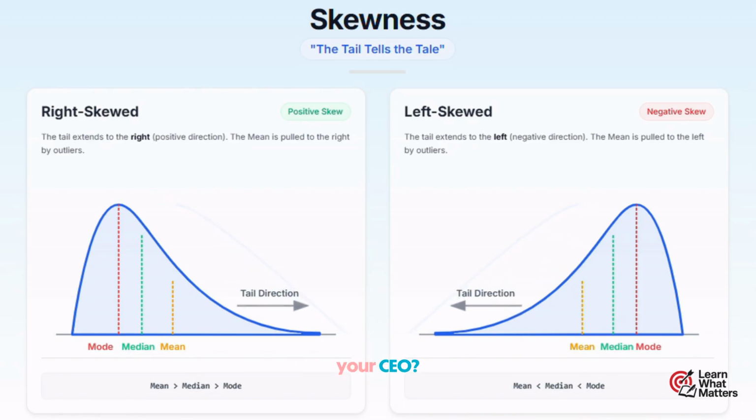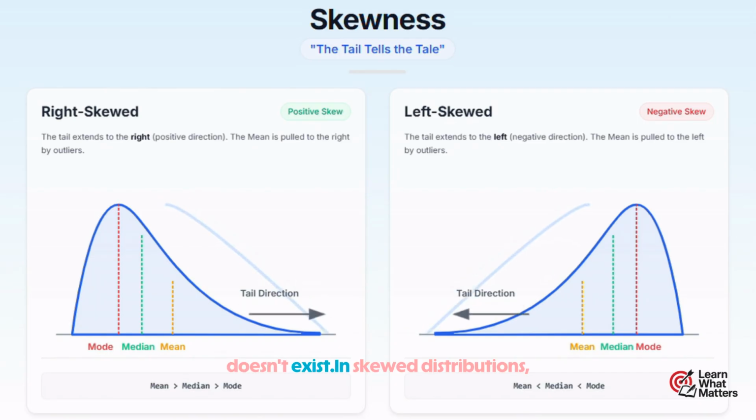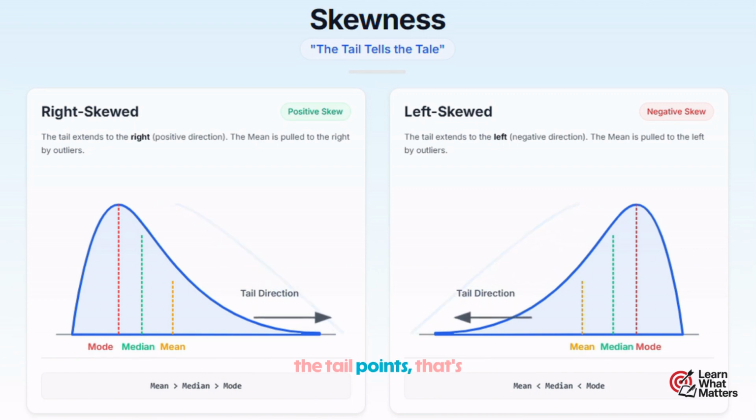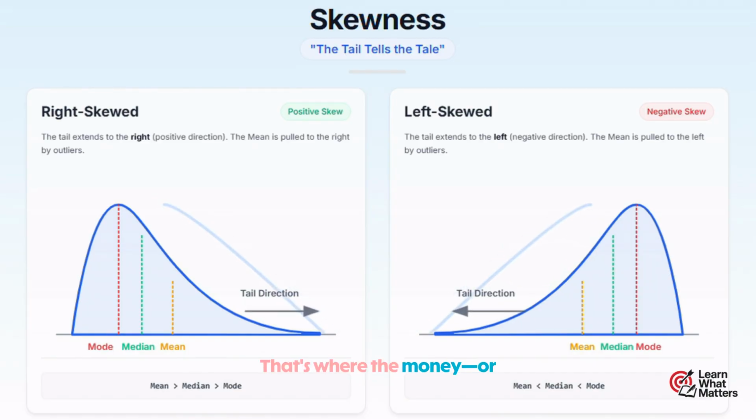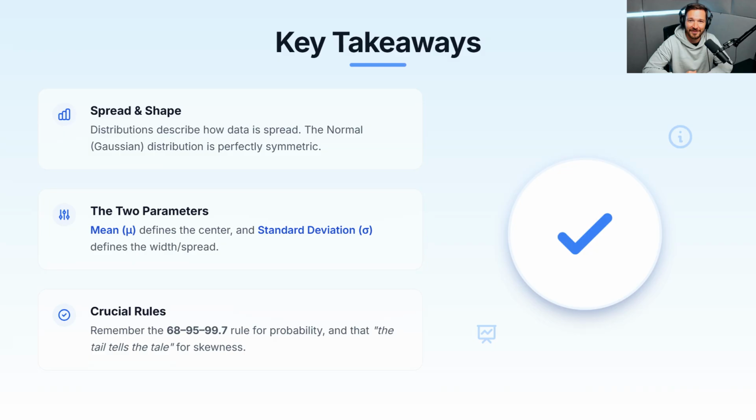Report the mean to your CEO? You'll make terrible decisions. Overspend on acquisition, design features for a customer who doesn't exist. In skewed distributions, median is king. It shows the actual typical value. The tail tells the tale. Whichever direction the tail points, that's where your outliers live and where your mean is getting pulled. See skew? Investigate the tail. That's where the money, or the risk, lives.